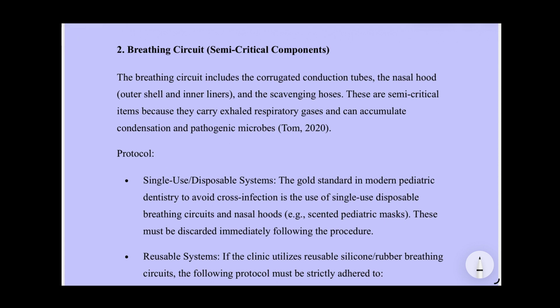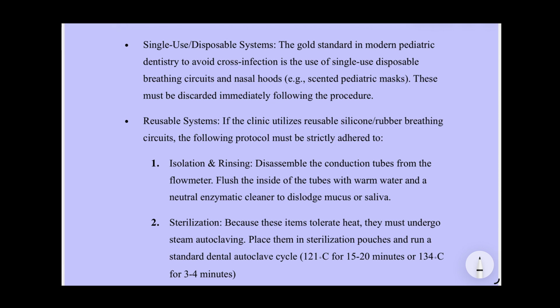Second is the breathing circuit, a semi-critical component. The breathing circuit includes the corrugated conduction tubes, the nasal hood and the scavenging hoses. These are semi-critical items because they carry exhaled respiratory gases and can accumulate condensation and pathogenic microbes. The protocol is divided into single-use and reusable systems. Single-use, disposable systems: the gold standard in modern pediatric dentistry to avoid cross-infection is the use of single-use disposable breathing circuits and nasal hoods, for example, scented pediatric masks. These must be discarded immediately following the procedure.